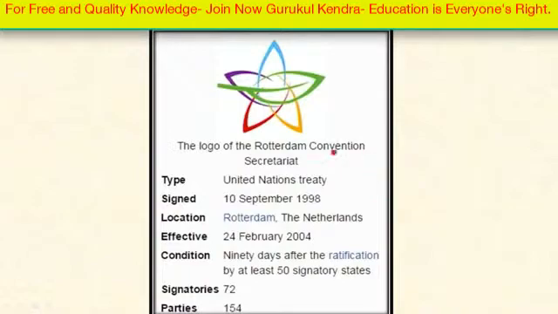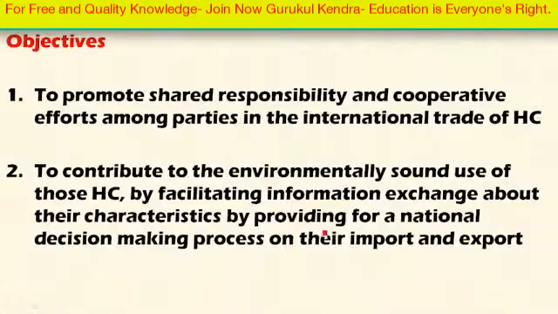So this is a United Nations treaty. It was signed on September 10, 1998. Rotterdam is in the Netherlands, and this came into effect in 2004, and there are 154 parties to the convention, out of which 72 are signatories.